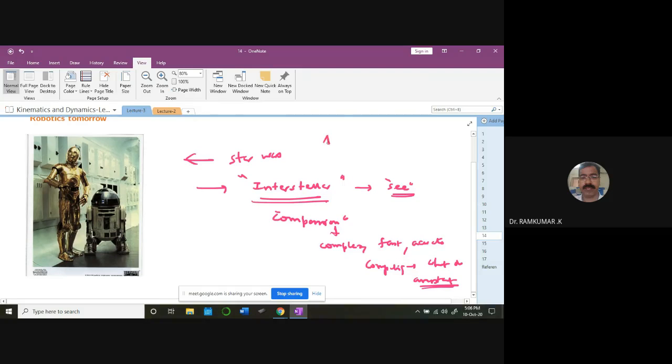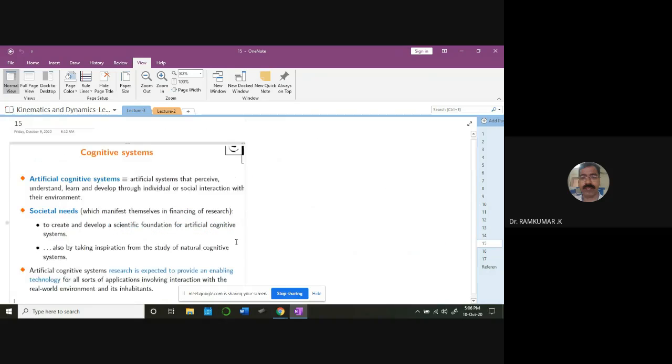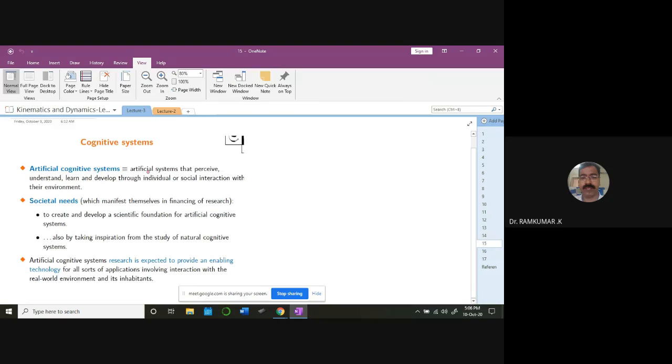It's called assistive robots, particularly for people who are a little handicapped, so elderly people, handicapped. Assistive robots is really a domain we should look at to help people. Okay, let's think of that. This is what I am saying. Cognitive systems, something related to AI-based systems, that perceive, understand, learn, and develop. That's the key to individual or social interaction with their environment.